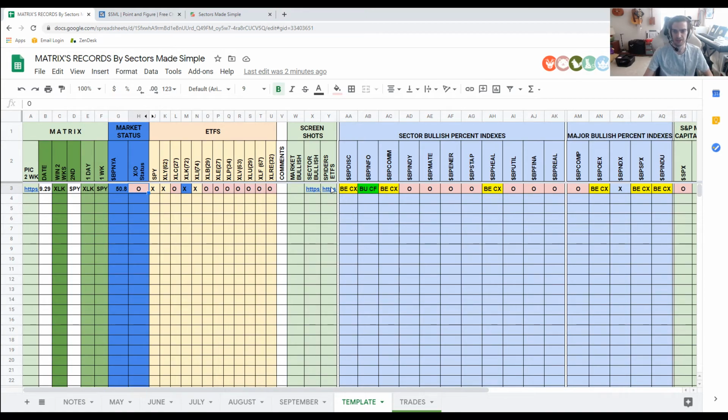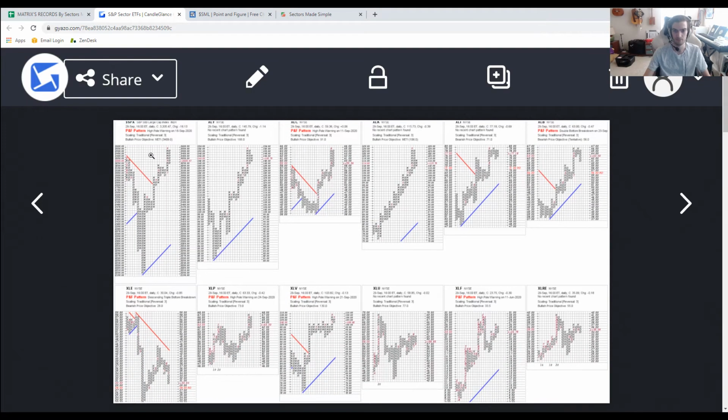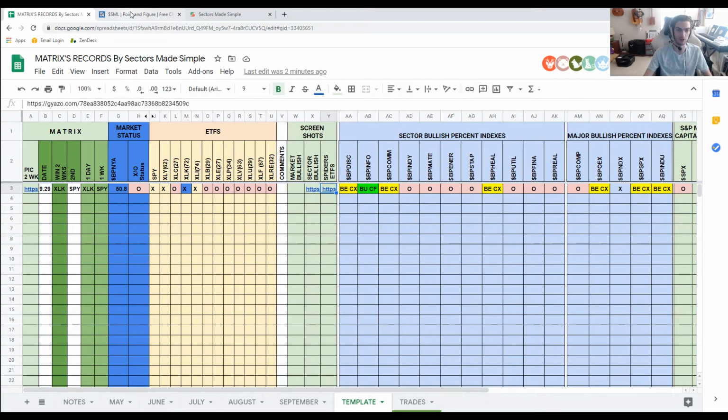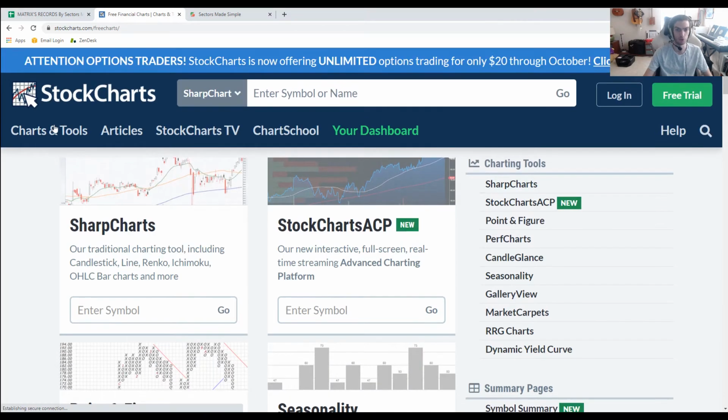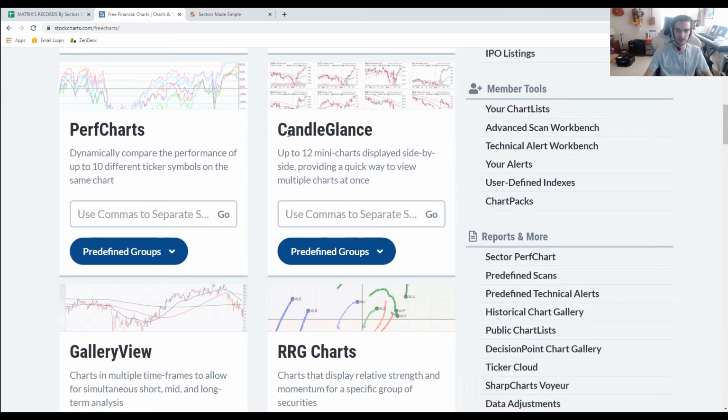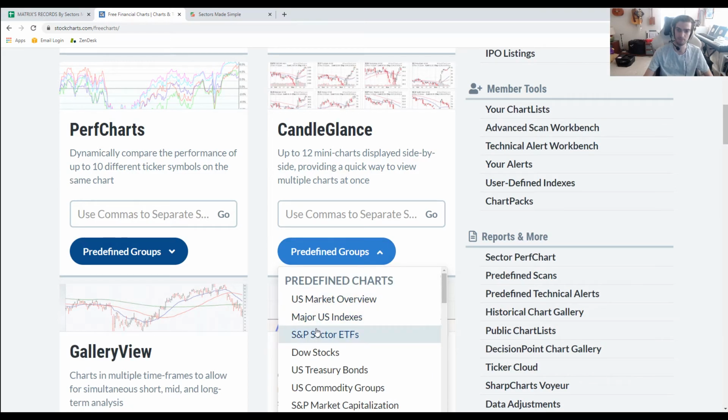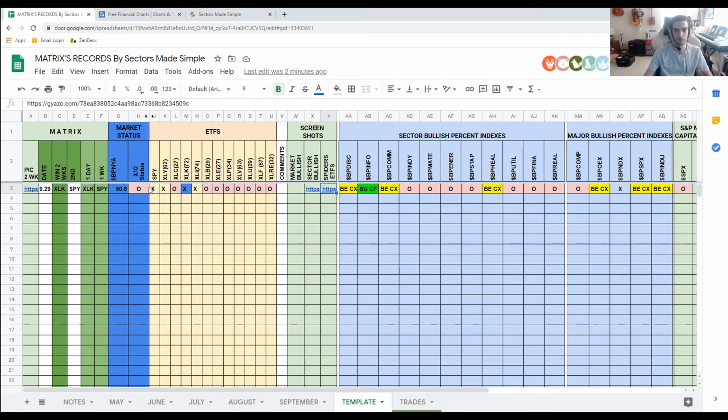Then we take all of our spider ETFs. To get this, we go to Charts and Tools, Candle Glance, S&P Sector ETFs, and we write the column that they are in. If they're in a column of X's or a column of O's. And we highlight in blue who our 2-week winner is.